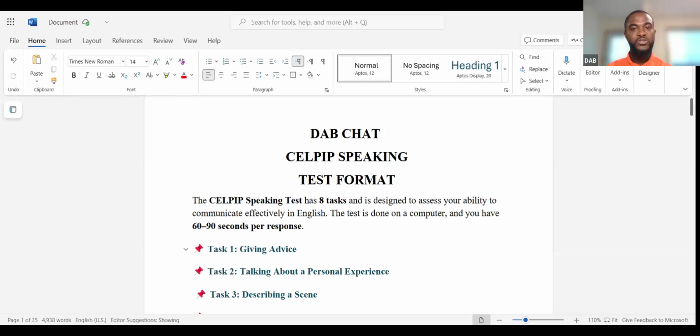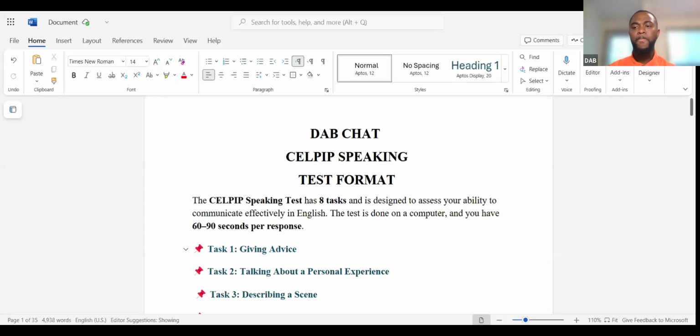For task 1, you're supposed to spend 1 minute 30 seconds, that is 90 seconds to speak. So task 1 and task 7, you use 90 seconds to speak. For the rest of the tasks, you're going to use 60 seconds, that is 1 minute, to speak. Before that, you have 30 seconds preparation time to prepare yourself.